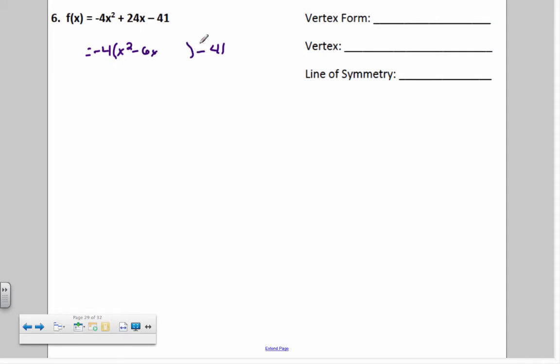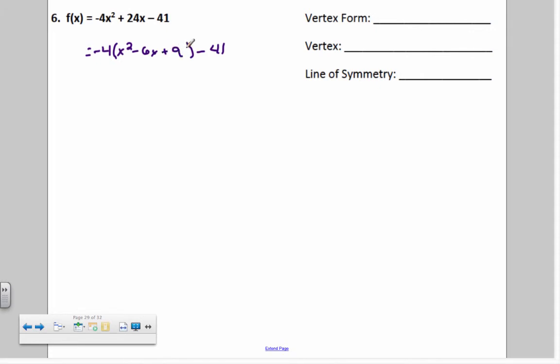And then I have to figure out what I'm going to be adding here. So I think about the same thing now. I'm looking at this trinomial inside the parentheses, and I want to do half of b squared. Well, half of b is negative 3. And squaring a negative 3 is a positive 9. So I'm going to add 9 here.